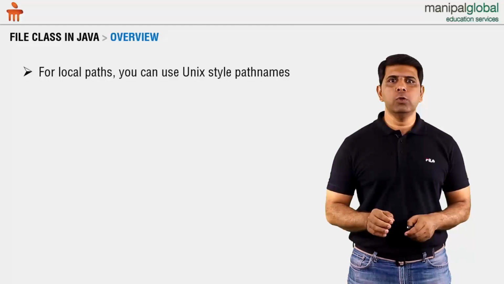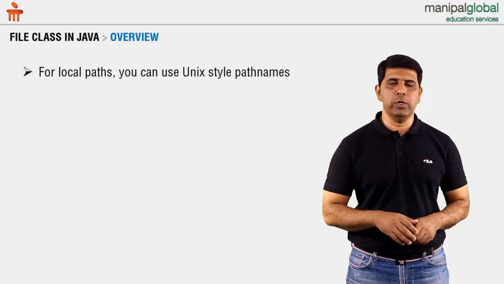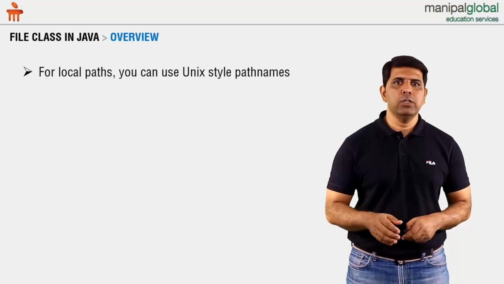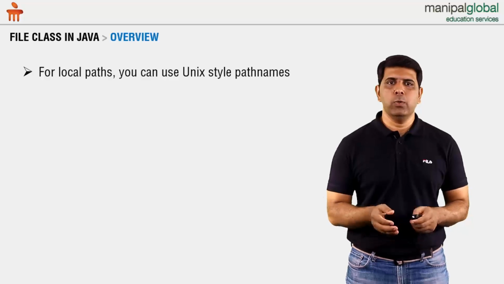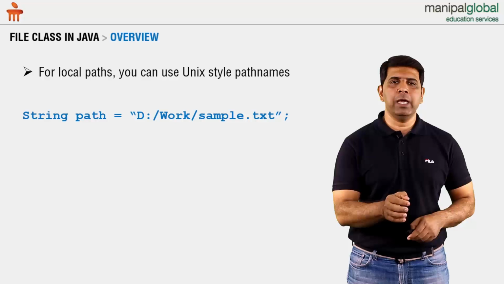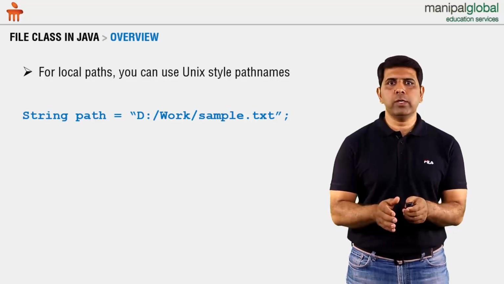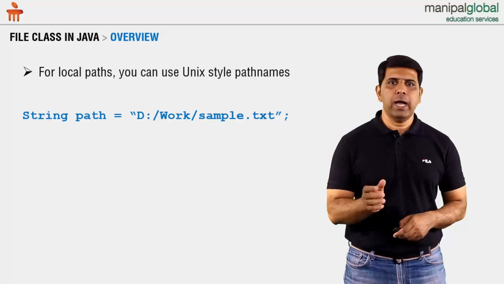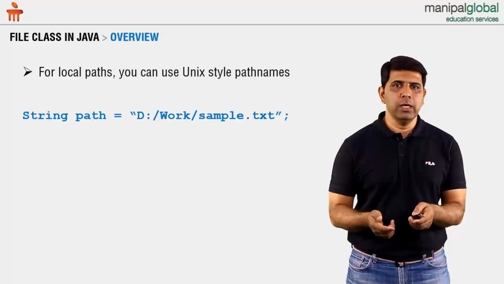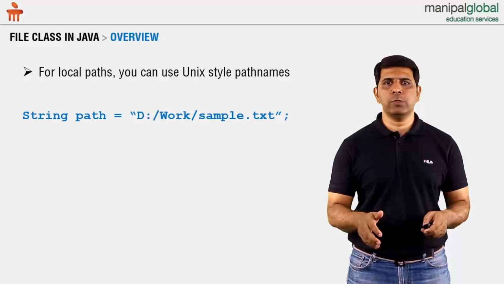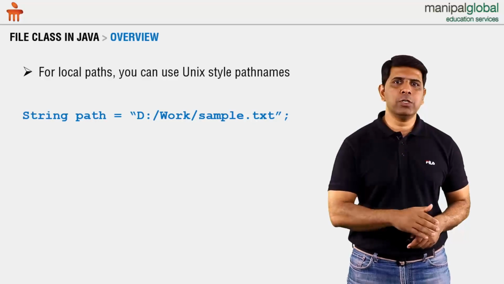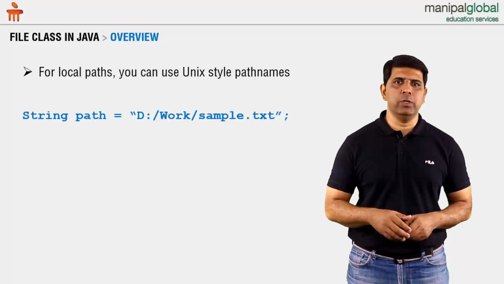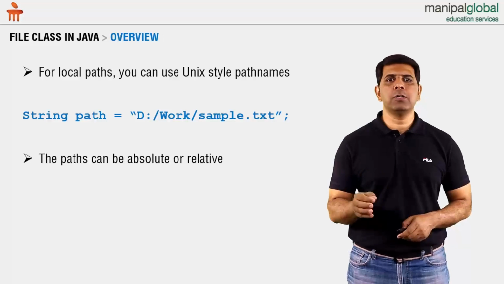For local paths, you may use the Unix style path names as well, which means irrespective of whether you are working on Windows or Linux or Unix or Mac, you can always follow the Unix style path names, which is the forward slash. For example, I can say string path equals D://work/sample.txt. As you can see, the forward slash is the Unix style. This works either in Windows or Unix platform. However, if you are using a Windows character such as backward slash, that works only in Windows but not in Unix platforms.